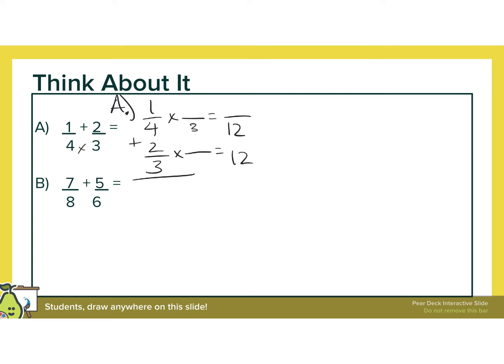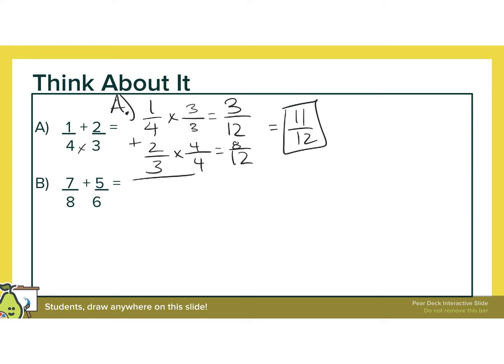4 times 3 is 12. 1 times 3 is 3. 3 times 4 is 12. 2 times 4 is 8. So when I add it all together for letter A, I should get 11/12.